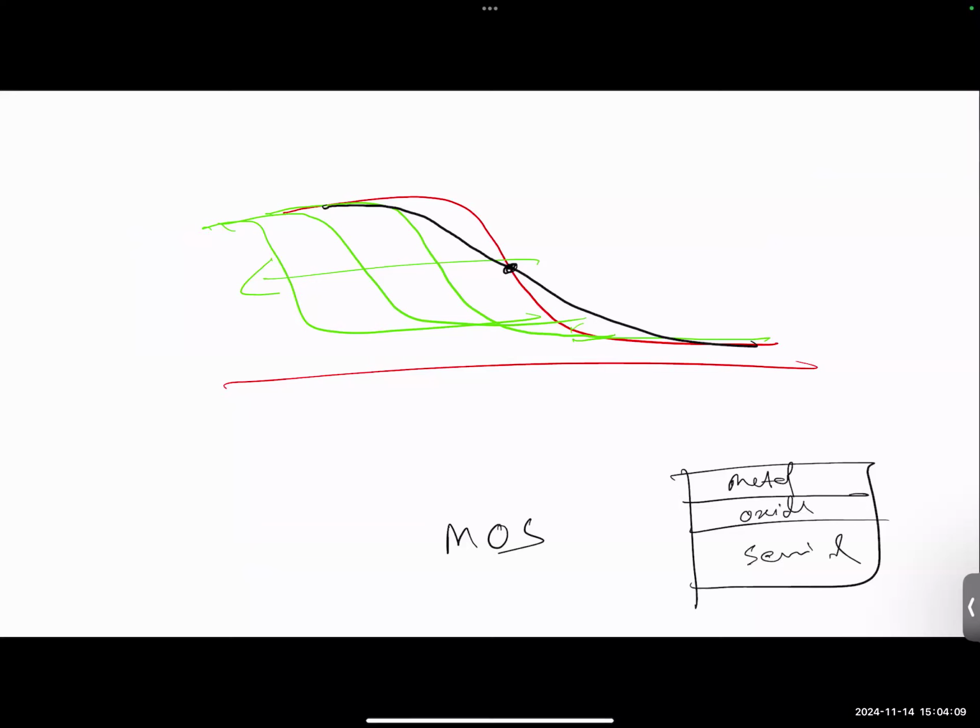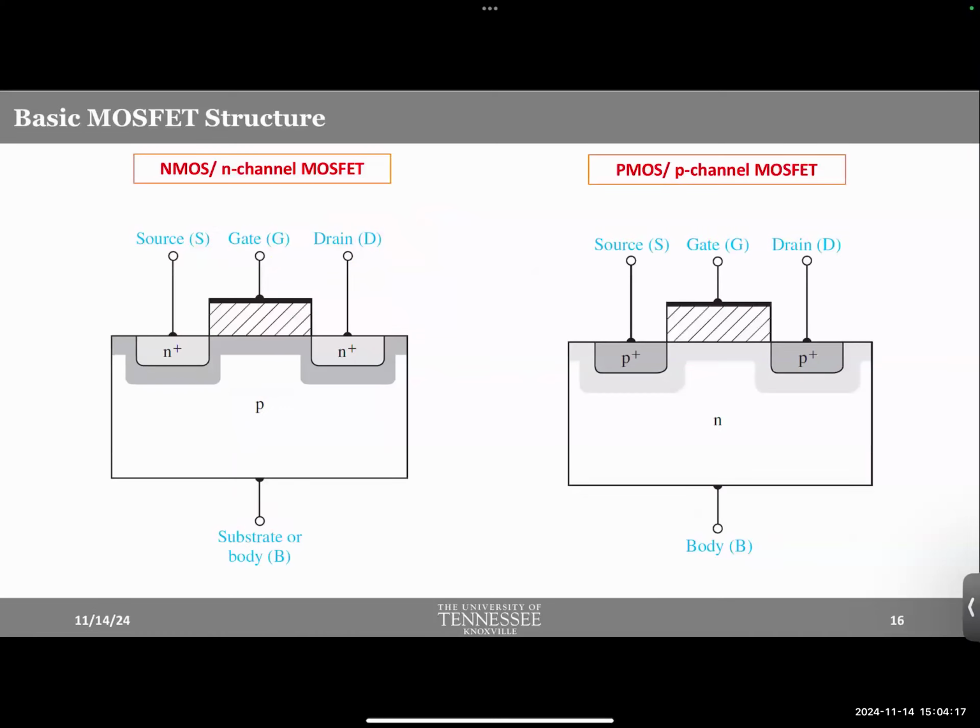We never talked about field effect transistors. We never talked about what field effect means, right? That's coming up here. So we will introduce two additional terminals here, source and drain, and show you how that could be integrated into a device operation.